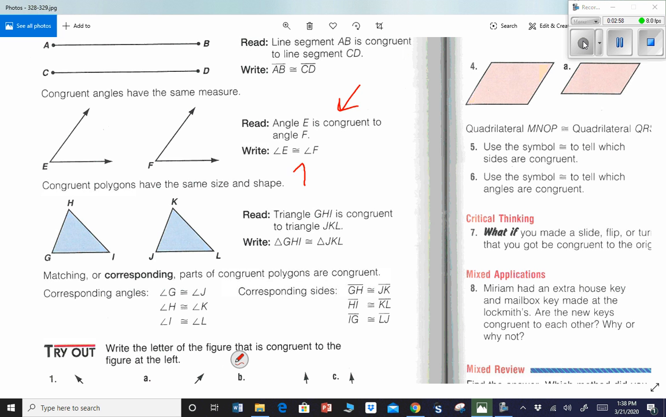And you would write this. We've learned these symbols before. You need the little angle symbol. And in this case, they named the angle with only one letter at the vertex, so that's fine. The is congruent to symbol, and then angle F. So when you get to your homework, make sure that you write it just like that, okay?